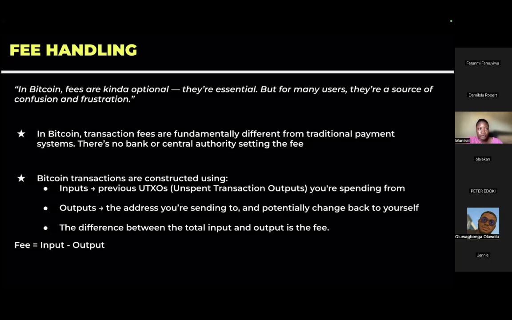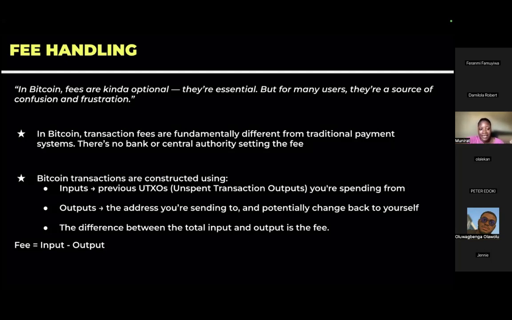And then your output. For a normal physical transaction, if I give this person 400 Naira, regardless of the amount, you know you are collecting 15 Naira back. They know that they're giving you 15 Naira. But with a Bitcoin transaction, it doesn't work that way.